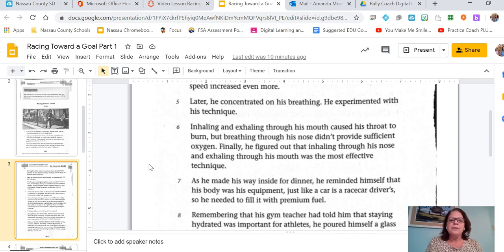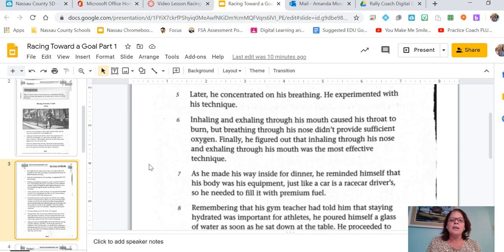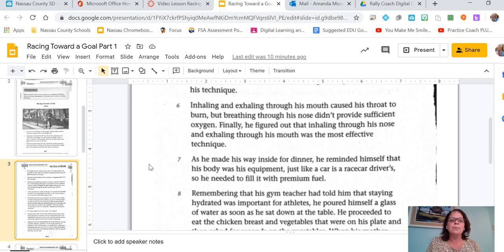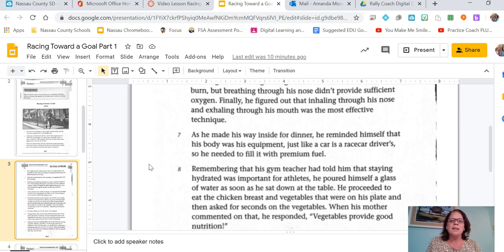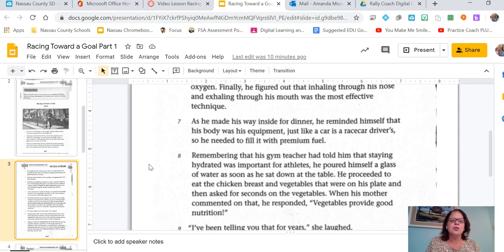As he made his way inside for dinner, he reminded himself that his body was his equipment, just like a car is a race car driver's, so he needed to fill it with premium fuel. Remembering that his gym teacher had told him that staying hydrated was important for athletes, he poured himself a glass of water as soon as he sat down at the table. He proceeded to eat the chicken breast and vegetables that were on his plate and then asked for seconds on the vegetables. When his mother commented on that, he responded, "Vegetables provide good nutrition."